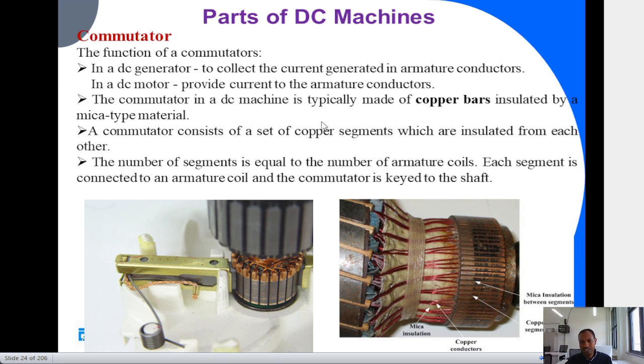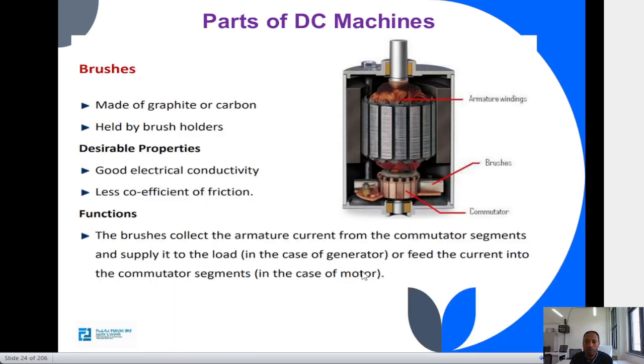The commutator in a DC machine is typically made of copper bars. This is a commutator, and this is also the commutator, and the external part is the brush. The number of commutator segments here is equivalent to the number of armature slots or coils on the machine. Their number is equal. The commutator segment number should be equal to the armature coils.